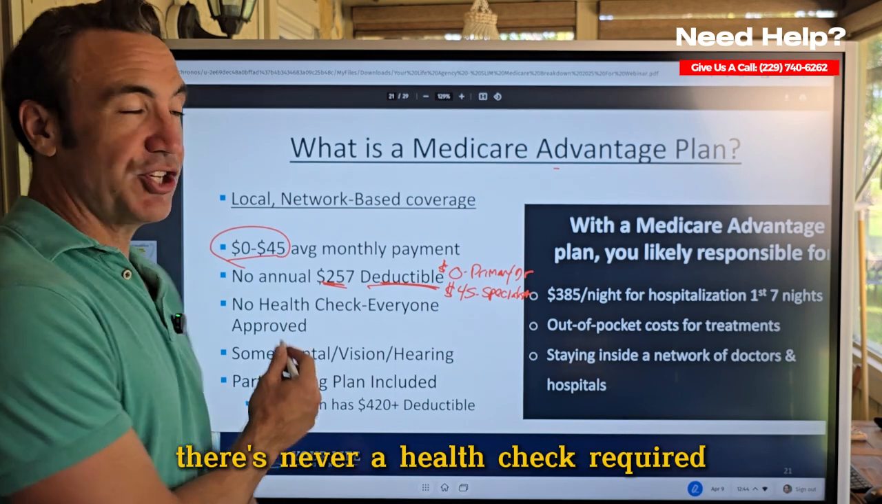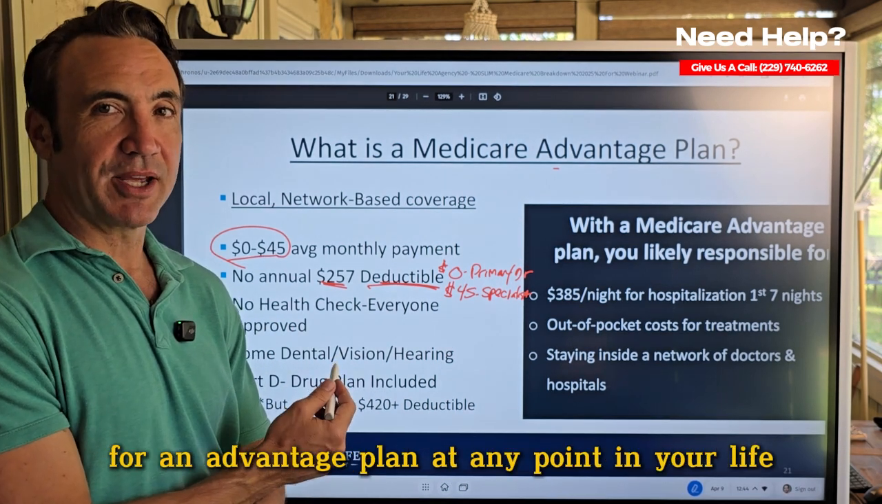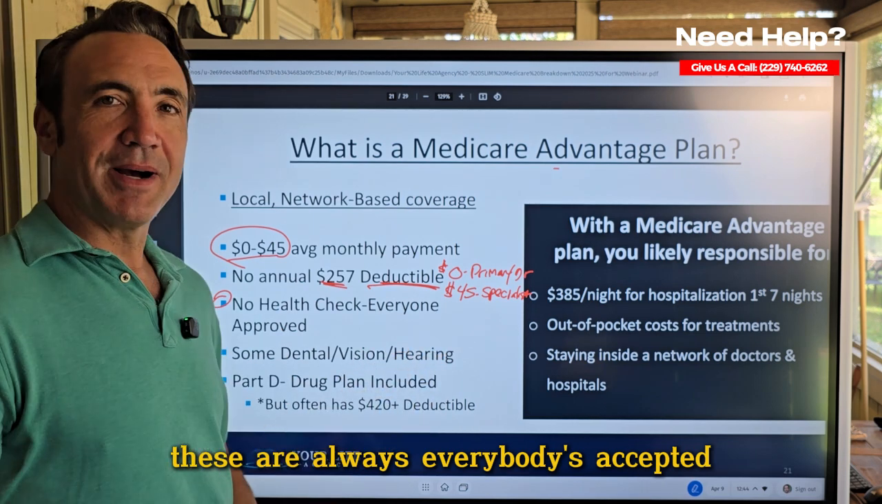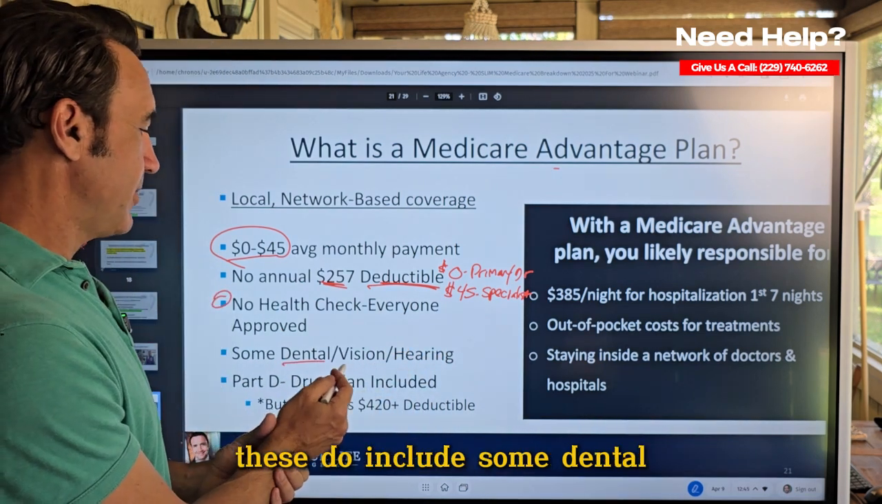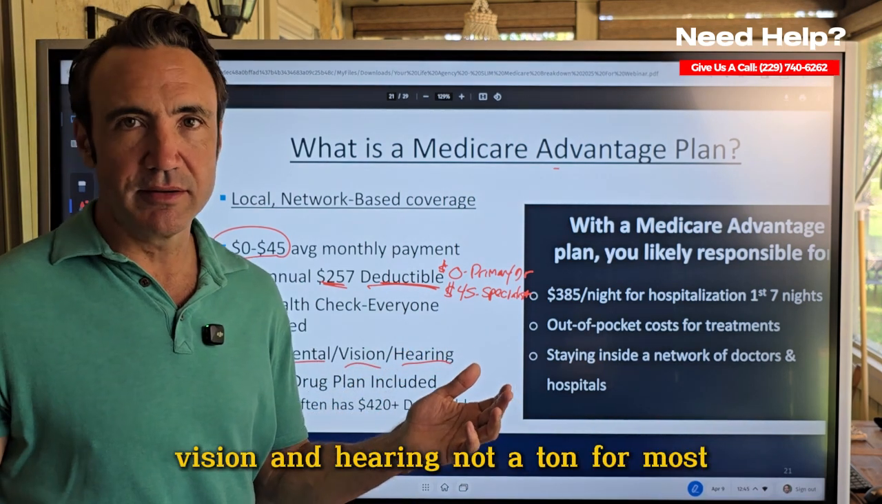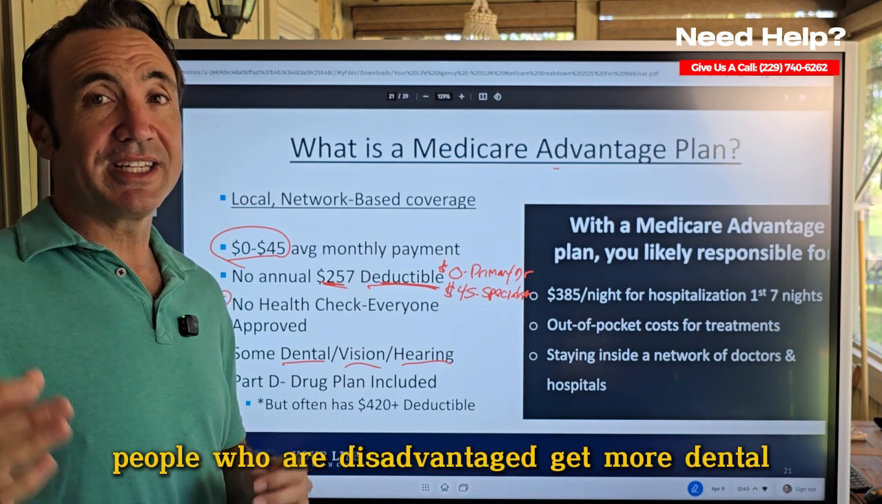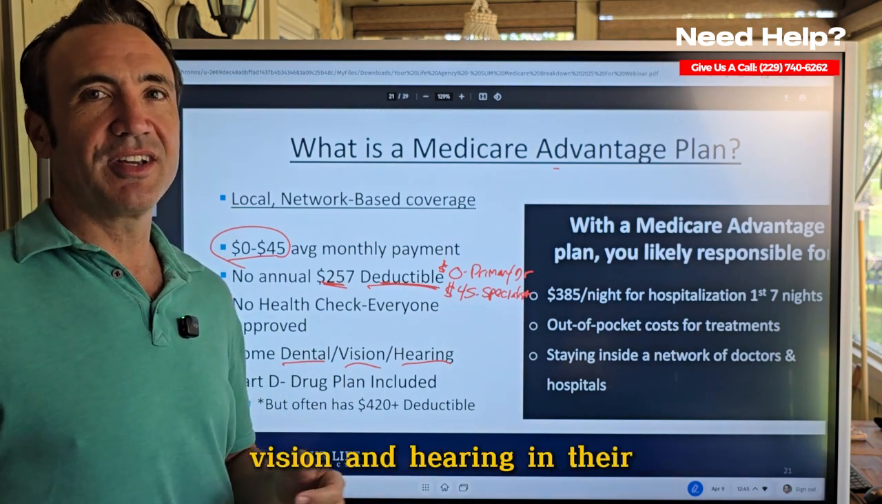There's never a health check required for an Advantage plan at any point in your life. These are always, everybody's accepted. These do include some dental, vision, and hearing. Not a ton for most, but a fair amount. People who are disadvantaged get more dental, vision, and hearing in their goodie bag.